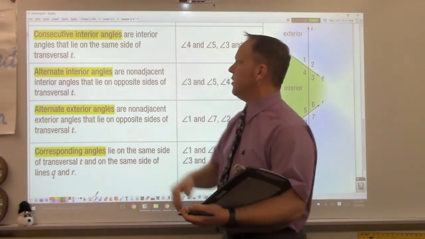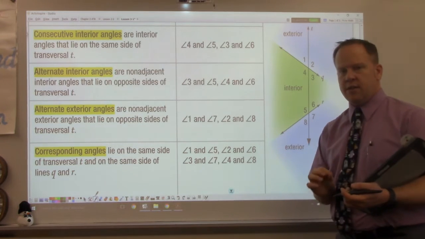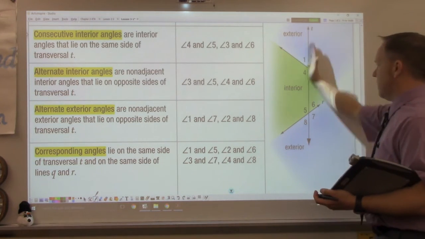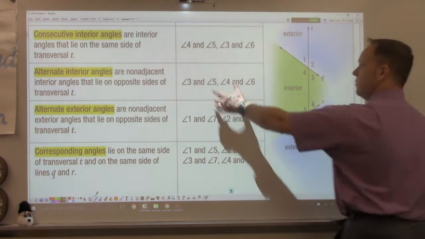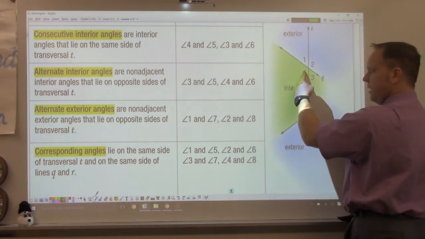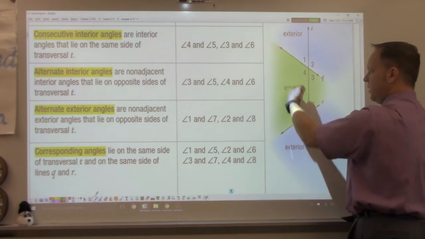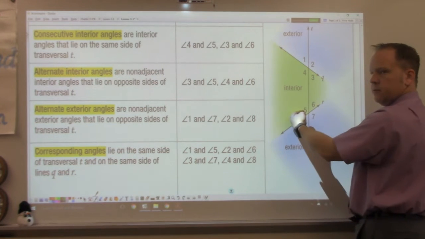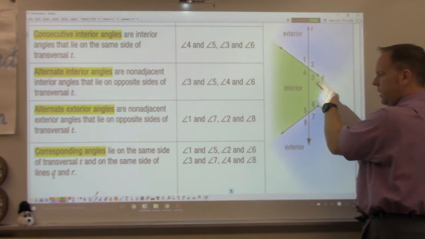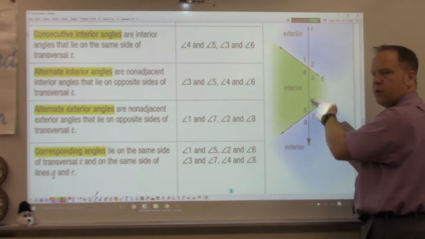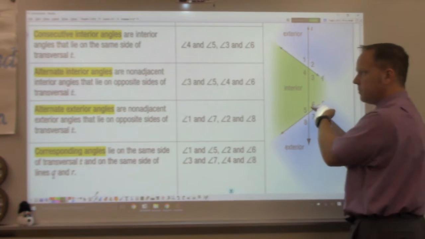Consecutive interior: interior angles that are on the same side of the transversal. So here's my transversal. I want 2 angles on the same side. So for example, 4 and 5. 4 is on the left, 5 is on the left. These are consecutive interior angles. There's another pair, 3 and 6. Angle 3, angle 6. They're both on the right side of the transversal.